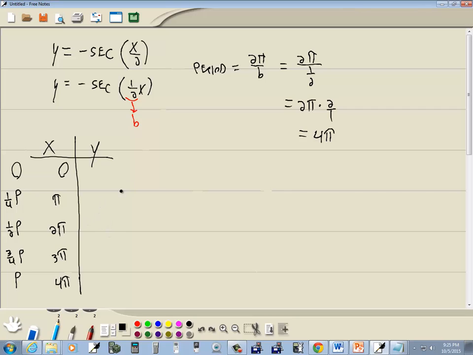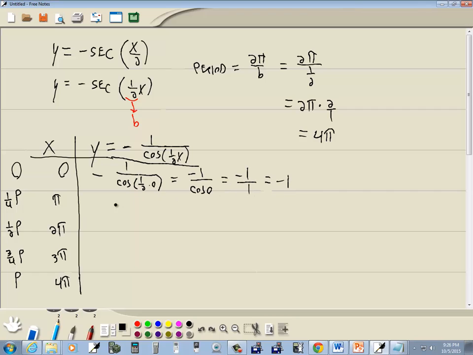And now we're going to plug those into our function. But if it throws you to have secant there, well, we can rewrite this: the negative stays out in front, and then this becomes 1 over cosine of 1/2 x, because secant is equal to 1 over cosine. So if I plug that in, I get negative 1 over cosine of 1/2 times 0. So negative 1 over cosine of 0. And cosine of 0 is 1, so that gives us negative 1.